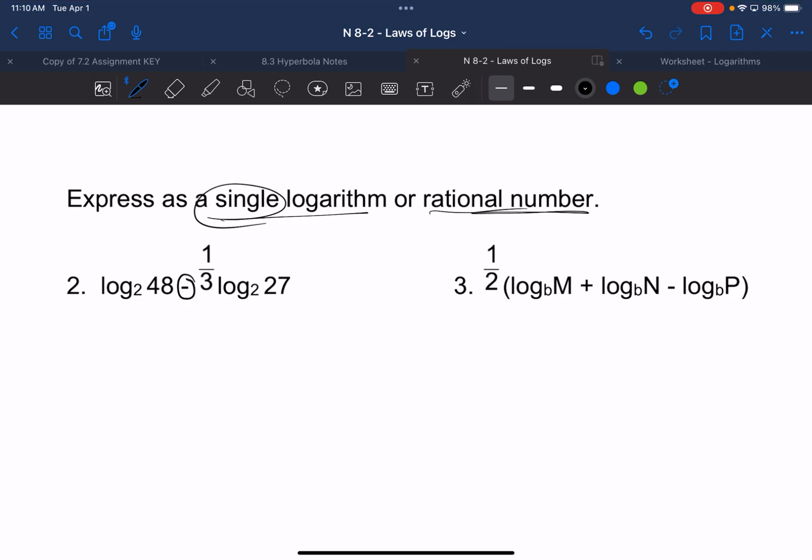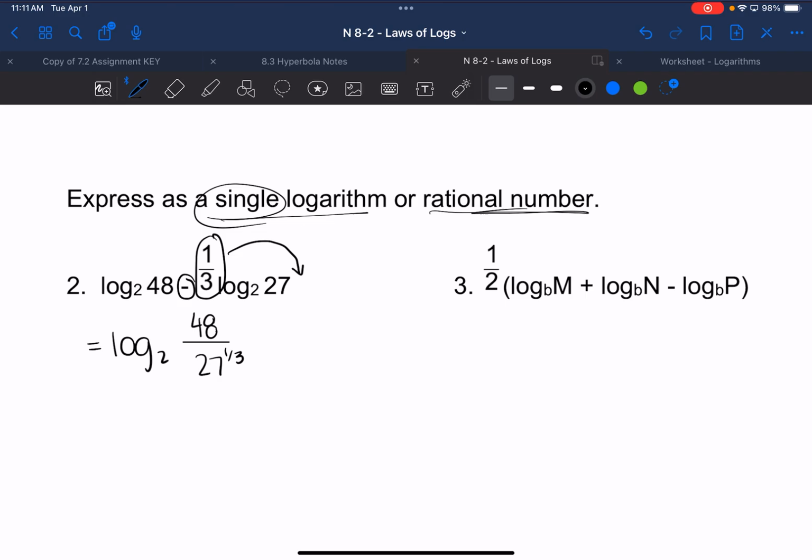Do they have the same base? Okay, so we can use our rule. So log base 2. What's going to go in the numerator of my fraction? 48. And what are we going to put in the denominator? 27. What should go with that 27? To the power of 1/3. Right, we had this coefficient of 1/3. So like he said, we're going to pull that and make it an exponent of 1/3.